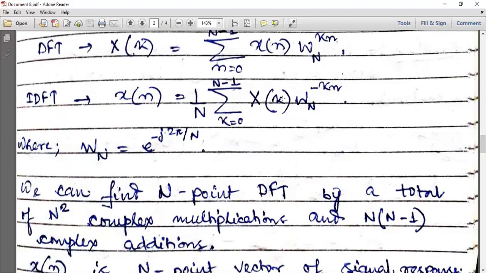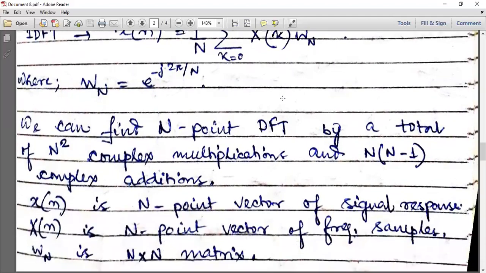Now, one can express x[n], capital X[k] and W_N in matrix form. So now we will represent in matrix form. Now what is small x[n]? Small x[n] is nothing but the N-point vector of signal samples. Capital X is the N-point vector of frequency samples. And W_N, obviously it's an N cross N matrix, isn't it?